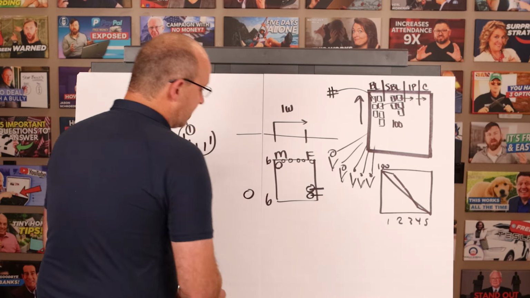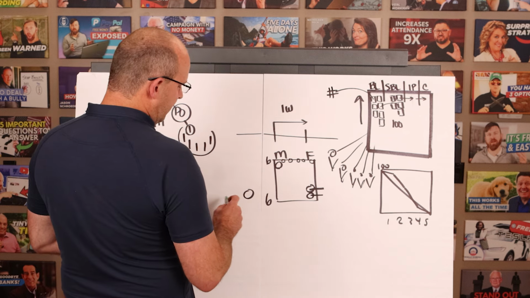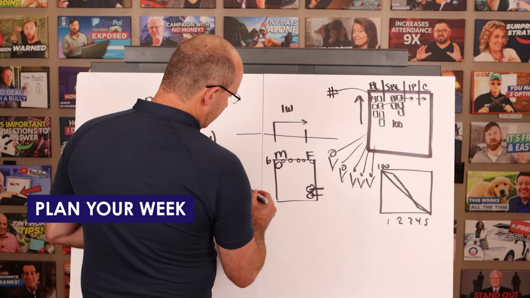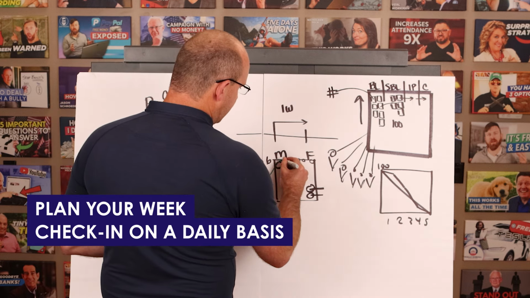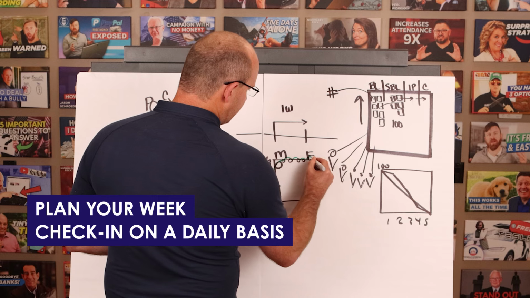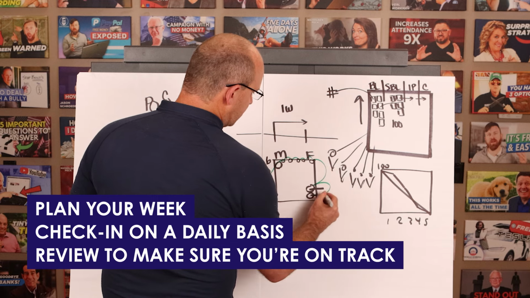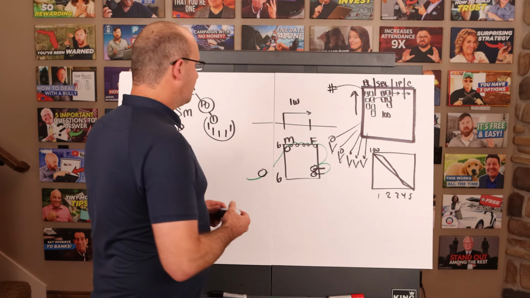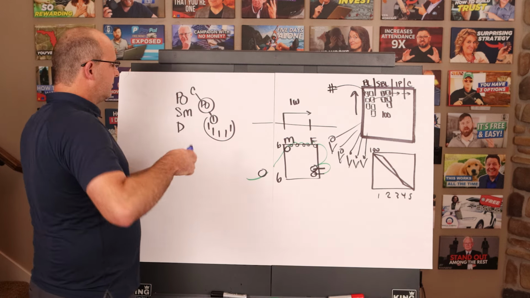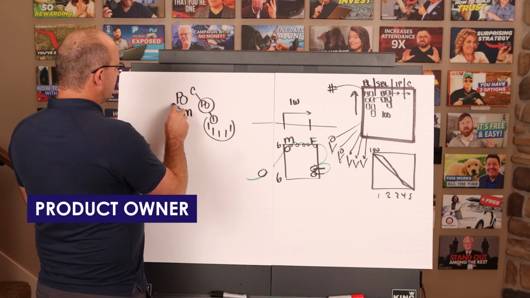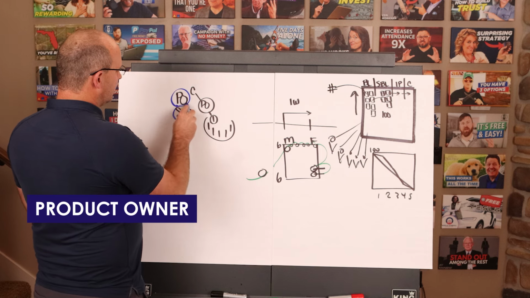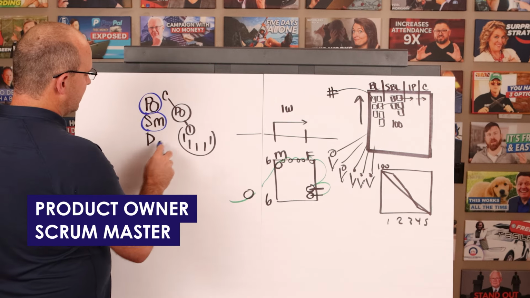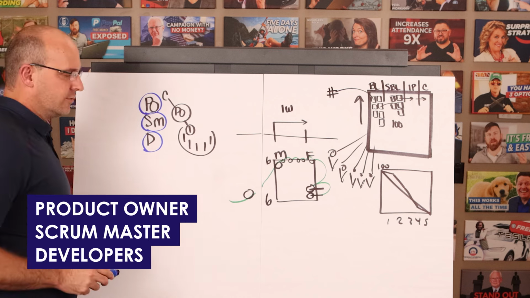And I'll just go ahead and say, hey, you're going to plan your week. You're going to check in on a daily basis, and then you're going to review and make sure that you're on track with your product and that you're working well as a team. And so that's generally how the system works. So let me just go ahead and point this out to you. There's 3 roles. The product owner is the voice of the customer. Scrum Master knows Scrum and leads the team. The developers do the work.